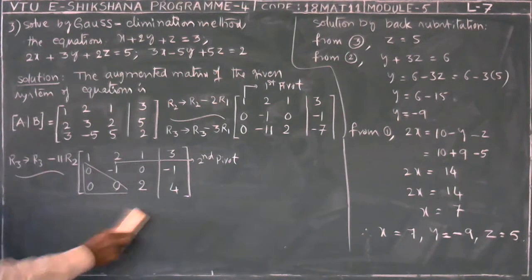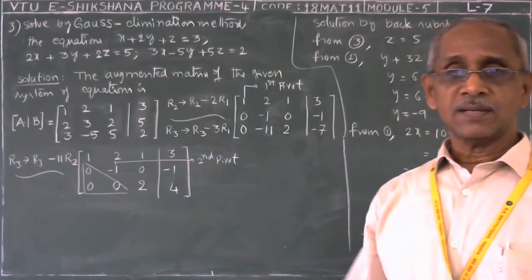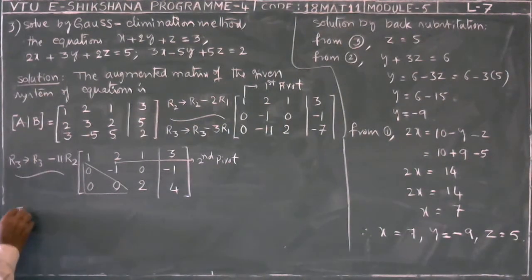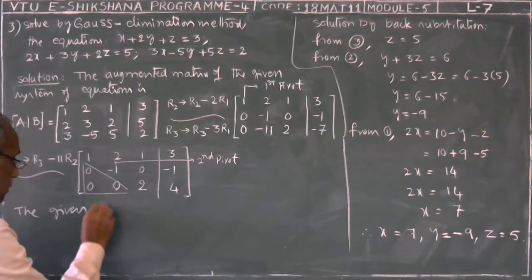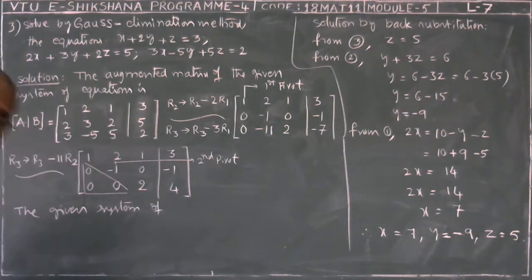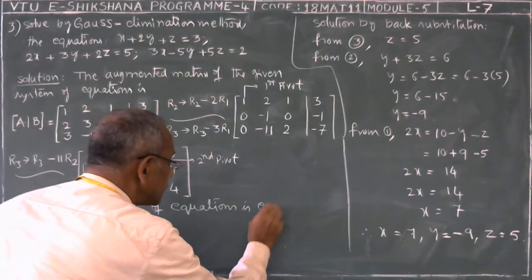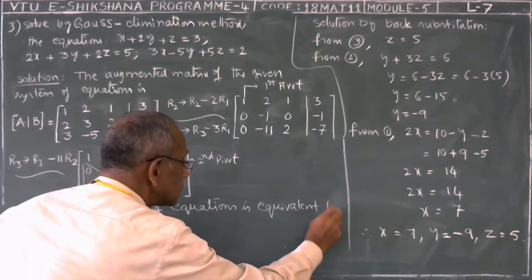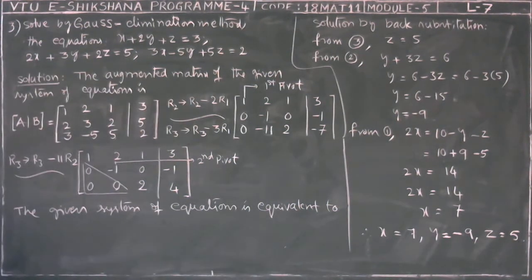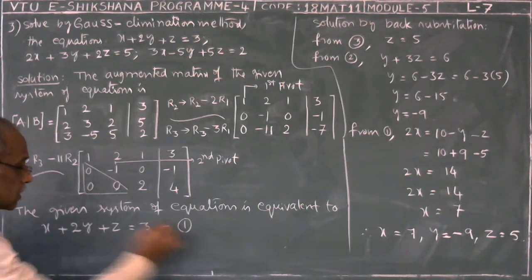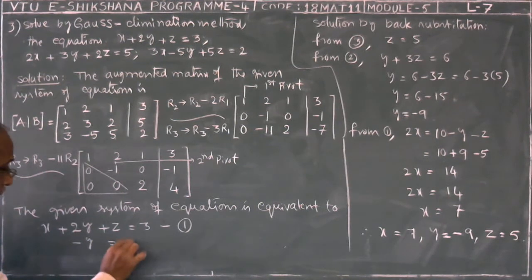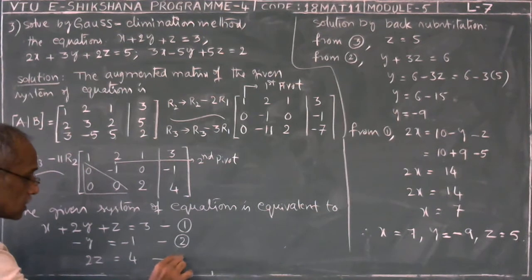Now, this is the upper triangular system of equations which can be solved by back substitution. So the given system of equations is equivalent to x plus 2y plus z is equal to 3. Call this equation number 1. Minus y is equal to minus 1. Call this equation number 2. 2z is equal to 4. Call this equation number 3.